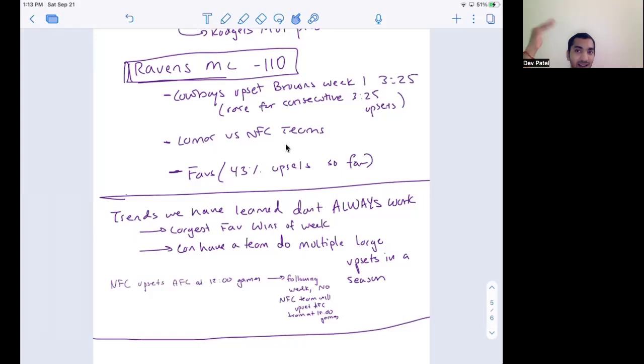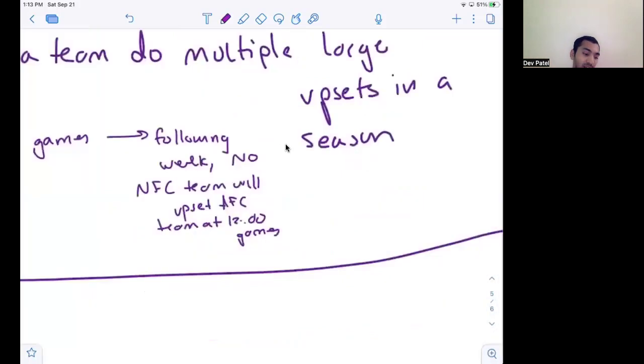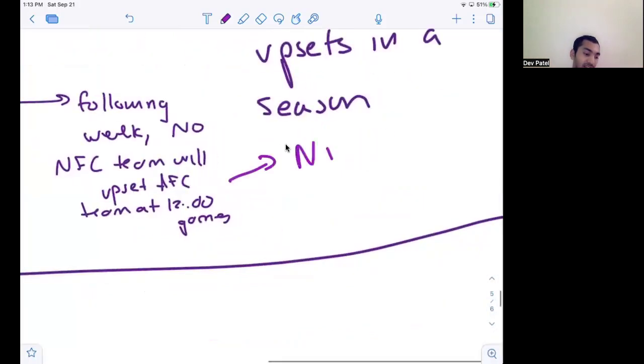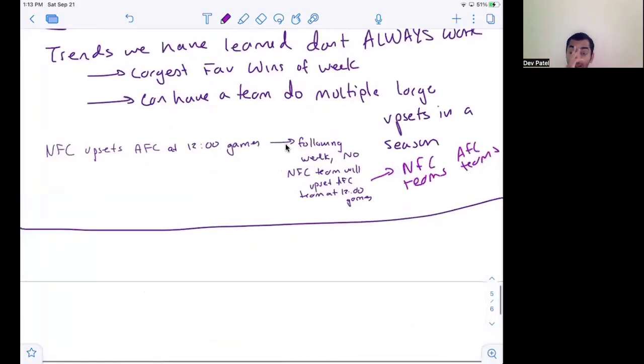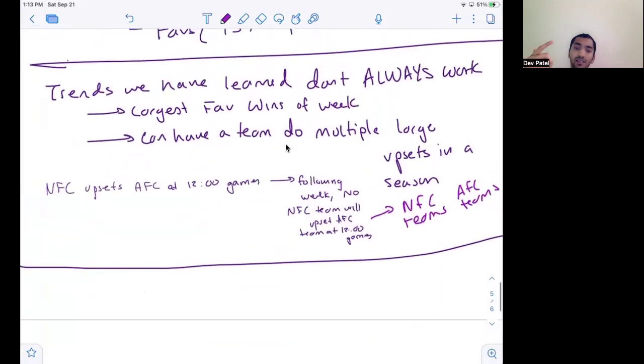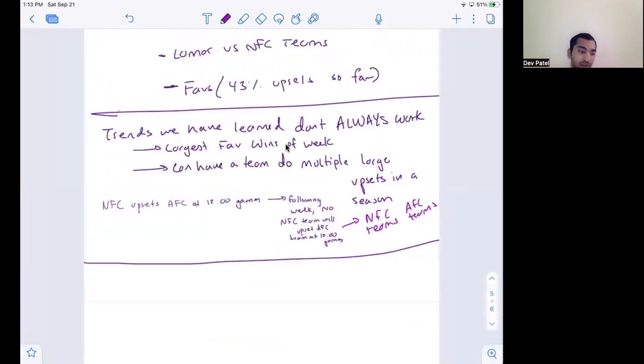This is a trend that I've sort of seen, and I'm really seeing if this actually works. I'm using this as an experiment this week, because this week we have a ton of NFC teams that are favored against AFC teams, and I want to see if this trend actually holds. So this would be a good experiment. I think this is like Bears, Colts, Texans, Vikings, Browns, Giants. So this will be a good week to test this trend out as well.